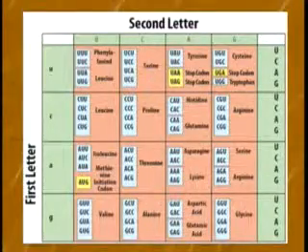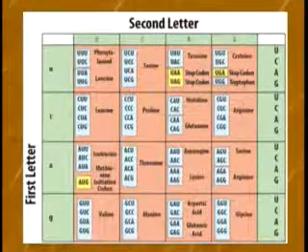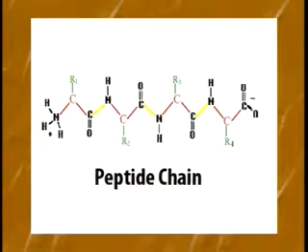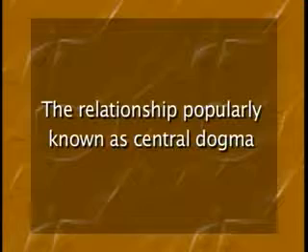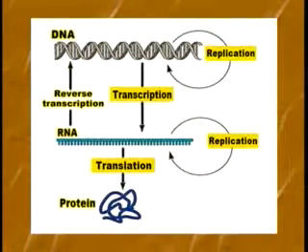Information for structure of a polypeptide is stored in a polynucleotide chain. Sequences of bases in a particular segment of a polynucleotide chain will determine the sequence of amino acids in a particular polypeptide. The relationship, popularly known as central dogma, explains how protein synthesis is controlled by nucleic acids.